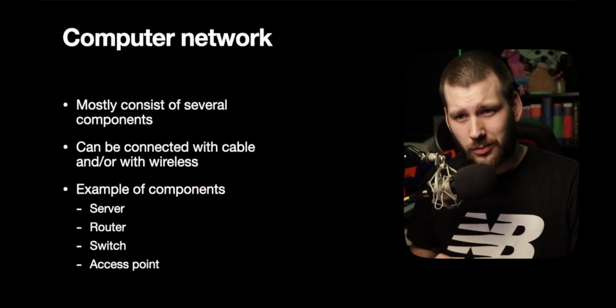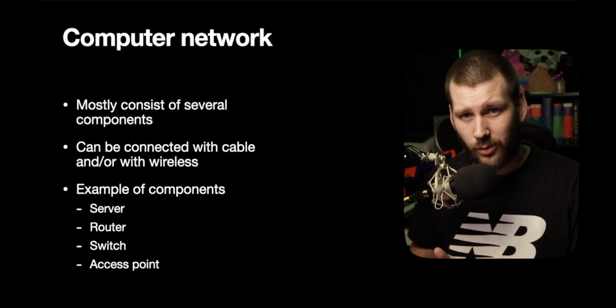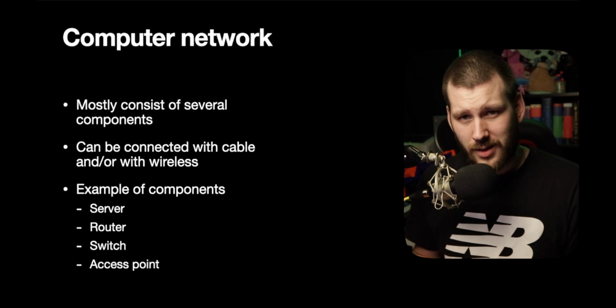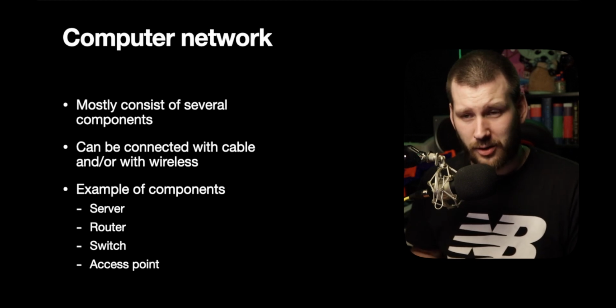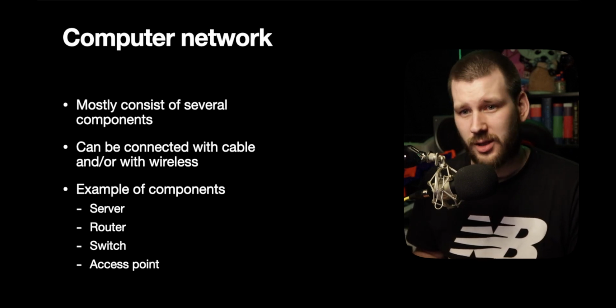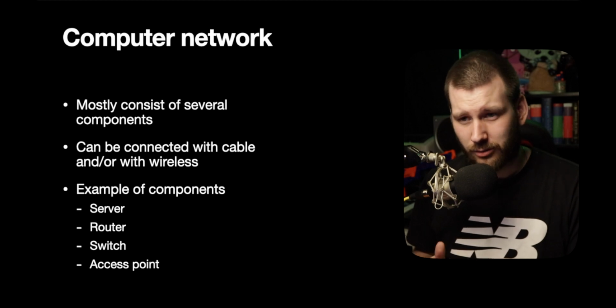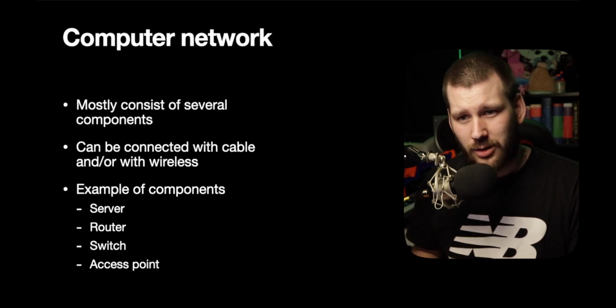A computer network mostly consists of several components. It can be just a few, sure, or only two, but mostly it's several. Every component can be connected with either a cable or wireless. Some may be connected with both, such as a laptop. Some examples of components are a server, or servers, depending on the amount, a router, or routers, depending on where you're from, can be multiple depending on the size of the network.